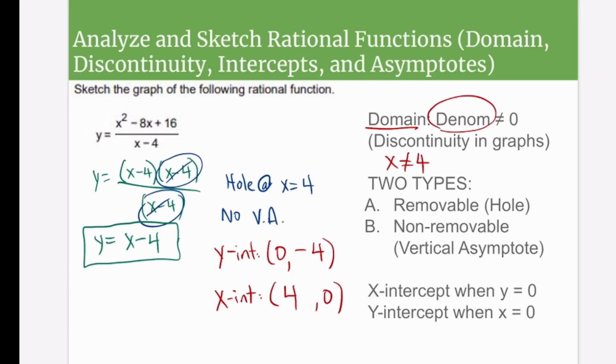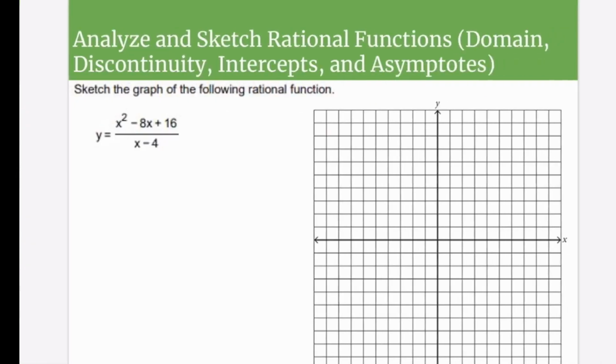So now we're going to graph this. So here's the fun part about this. This equation is just a straight up linear function. So our graph is going to be a linear function. There is no vertical asymptote. There are no vertical asymptotes for linear. Linears have y-intercepts and x-intercepts. The only difference is now we're actually going to have a hole.